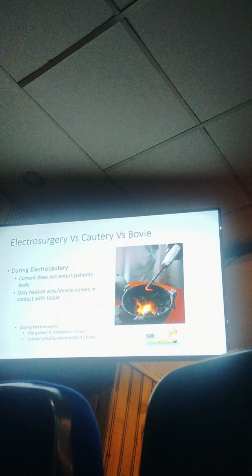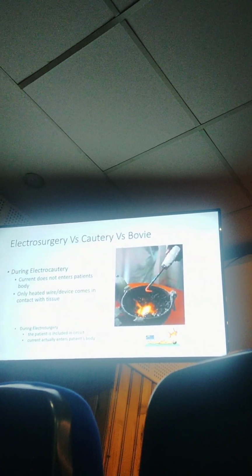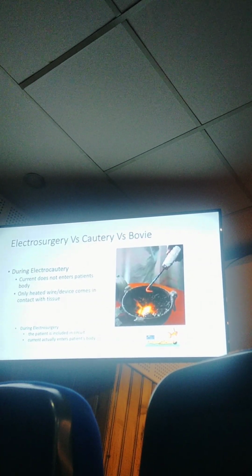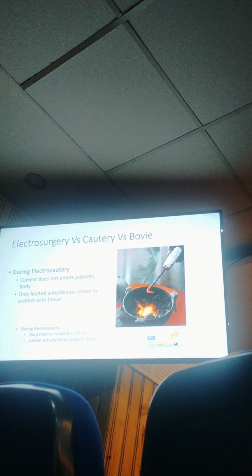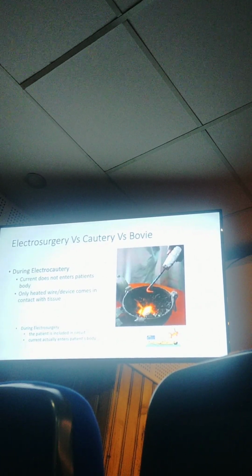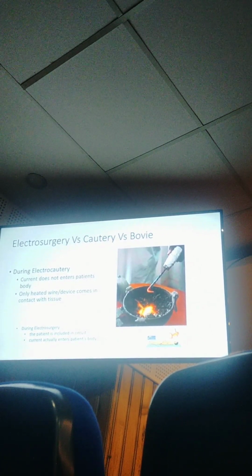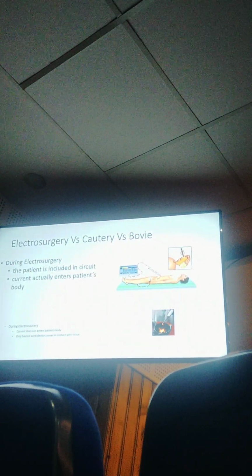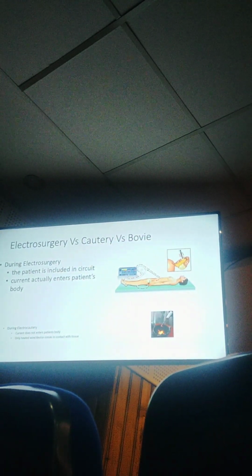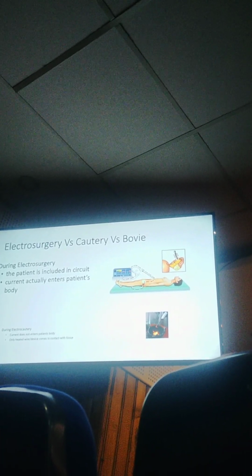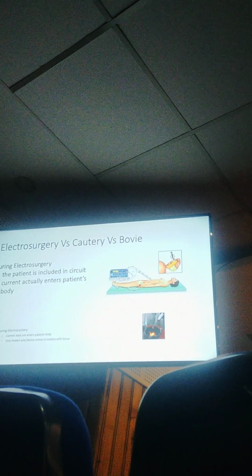So what are we using? Electrosurgery. So what is the difference? During electrocautery, current does not enter the patient. So the device gets heated outside and it comes in contact with the patient. Only the heated wire or device comes in contact with the tissue. But in the other term, electrosurgery, the correct term, the patient is included in the circuit and the current actually enters the patient's body.